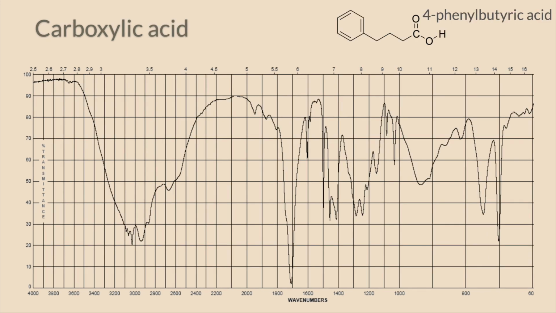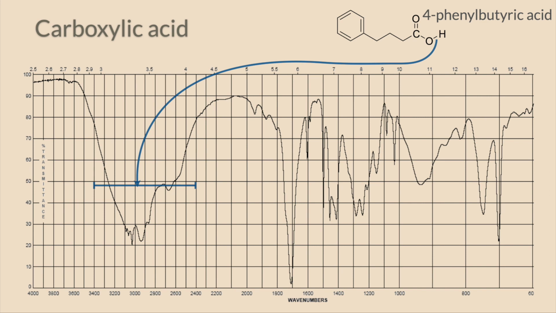Then let's move on to the carboxylic acid. Now this also is a carbonyl group, but one of the characteristic or the most prominent features we can see here is that the OH band is overlapping all the CH stretching frequency there. So that is a characteristic of a carboxylic acid.